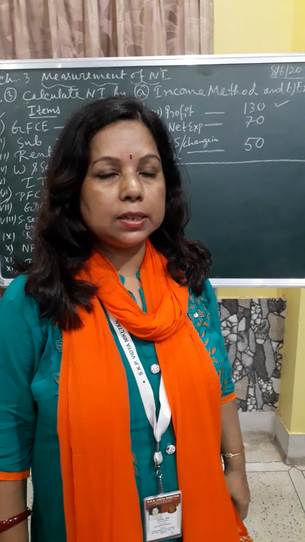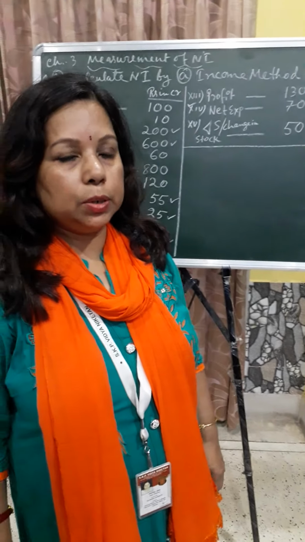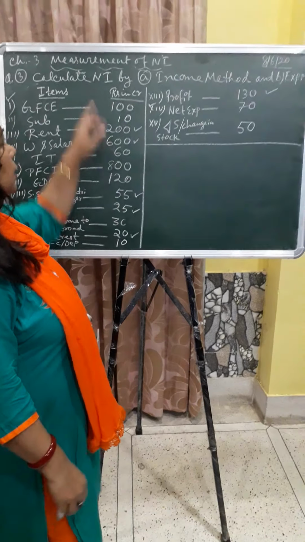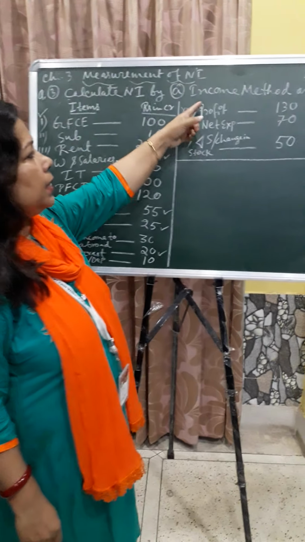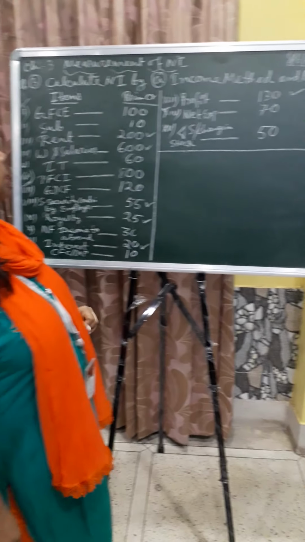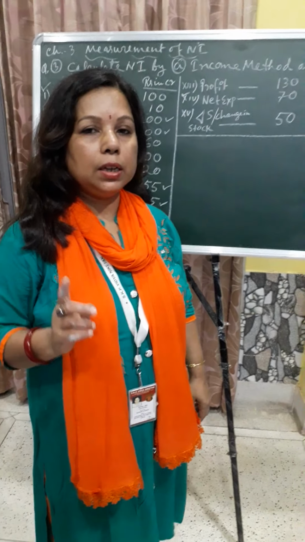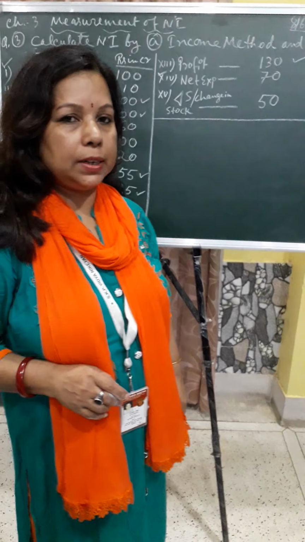In the previous class I had completed two numericals. Now today I will continue with the third one. So I have written the third numerical. You see the heading: calculate national income by income method and expenditure method. Here you have to calculate the numerical with the help of two methods, income method and expenditure method.